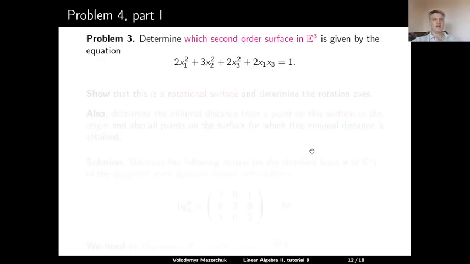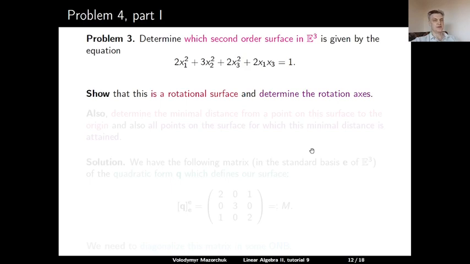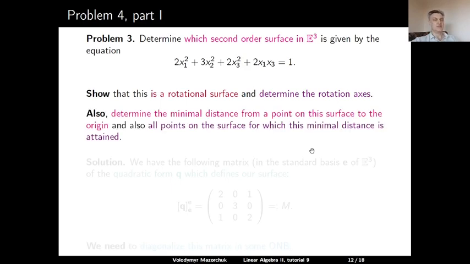Problem 4. Determine which second-order surface in E3 is given by the equation 2x1 squared plus 3x2 squared plus 2x3 squared plus 2x1 x3 is equal to 1. Show that this is a rotational surface and determine the rotation axis. Also, determine the minimal distance from a point on the surface to the origin, and also all points on the surface for which this minimal distance is attained.